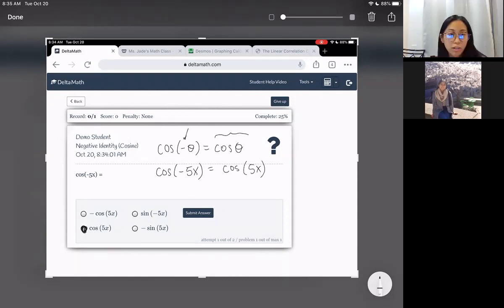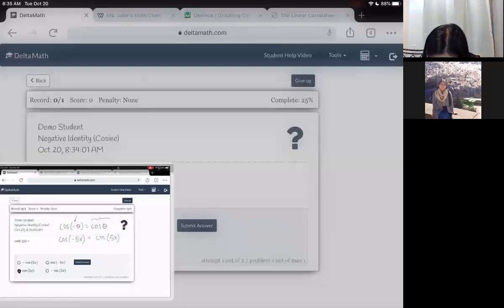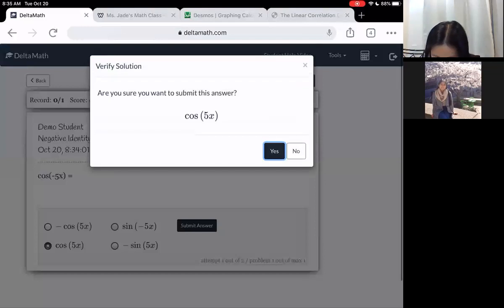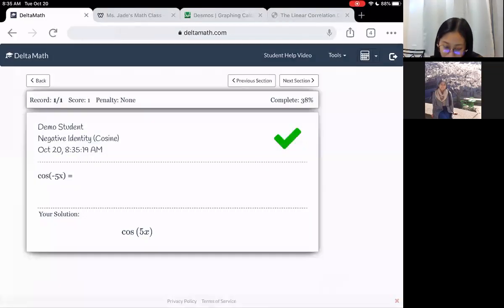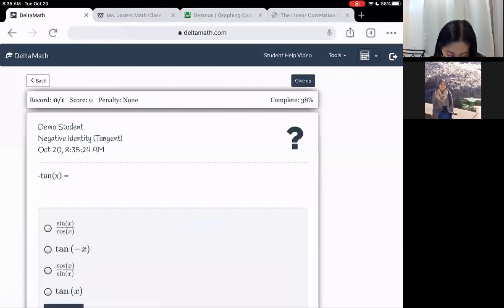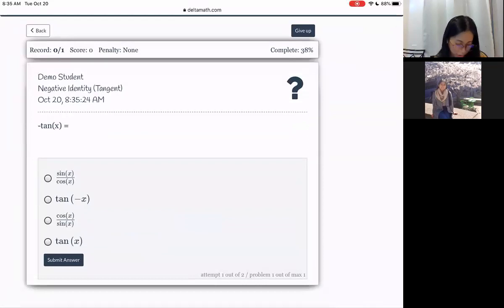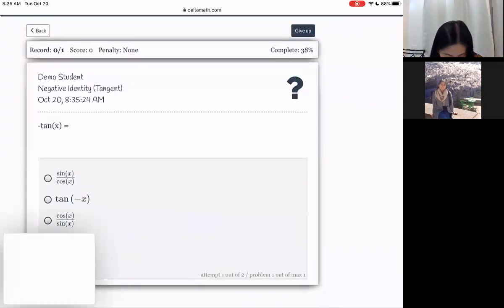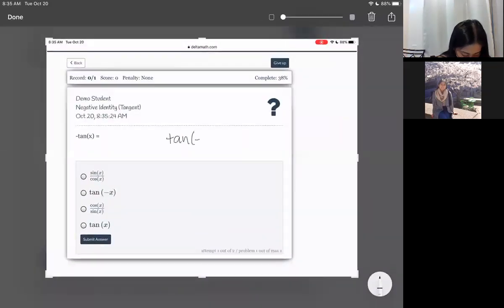Any questions on this one? Okay, and then let's do one more together for the negative identity. We're going to do the tangent. So we have tangent of negative x, and according to our chart, this is equal to negative tangent x. Literally just replacing the theta with x. So there we have it.